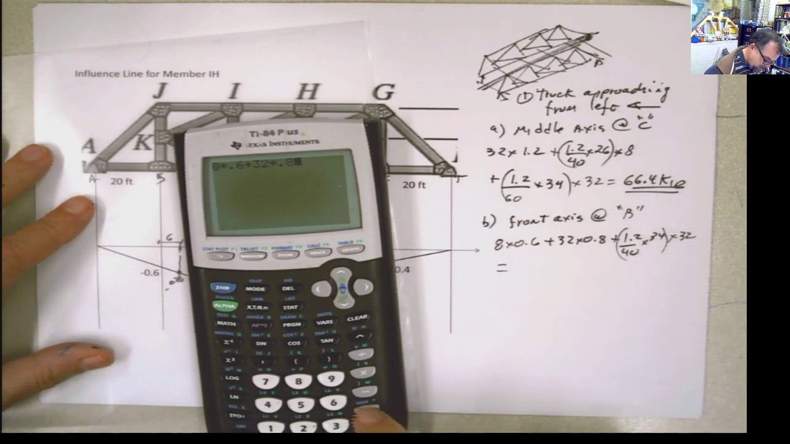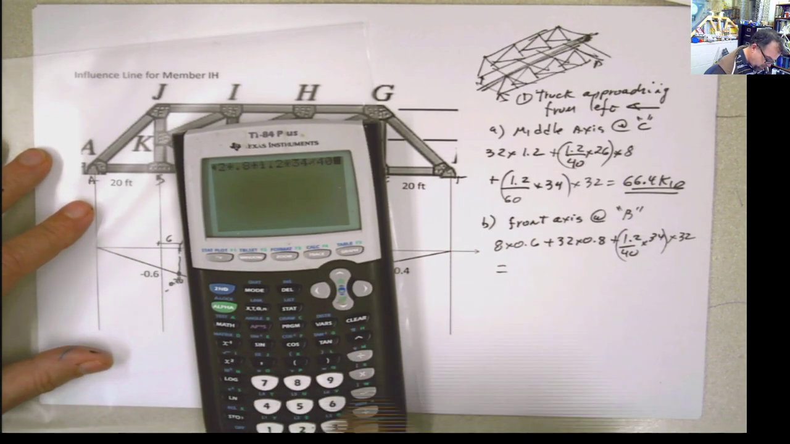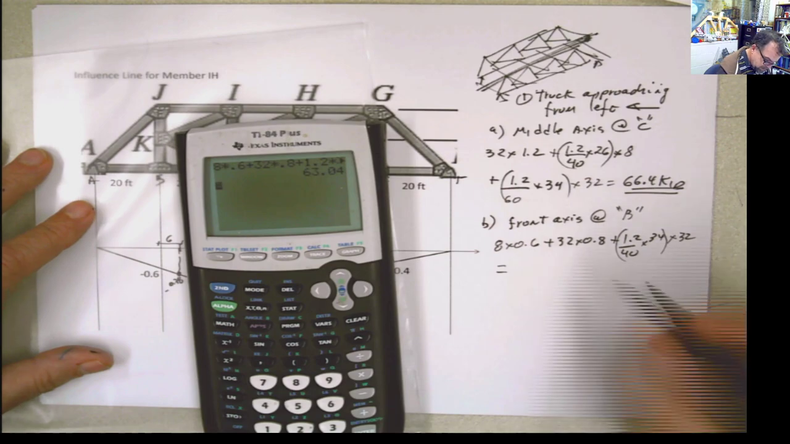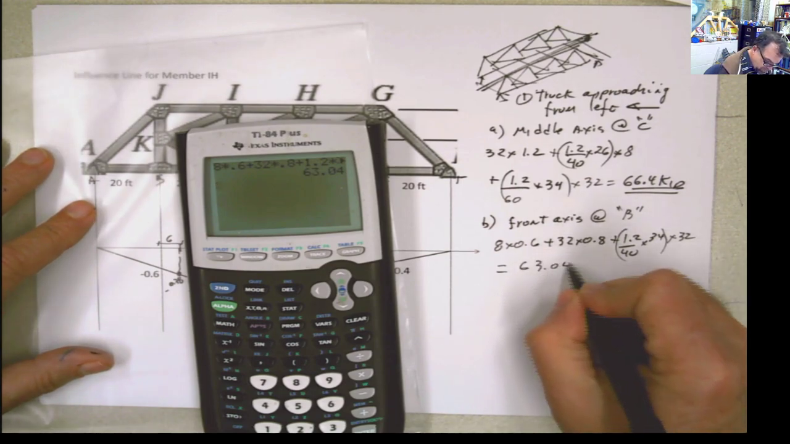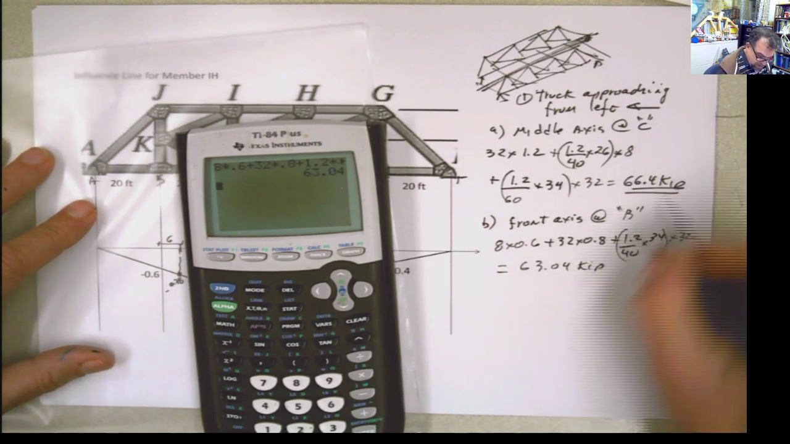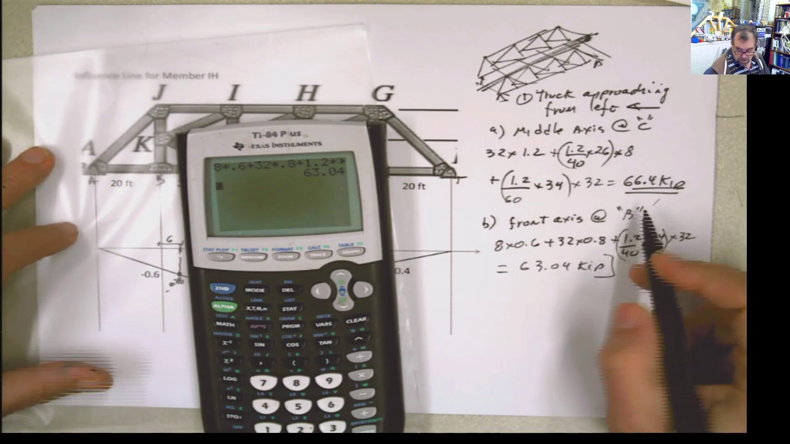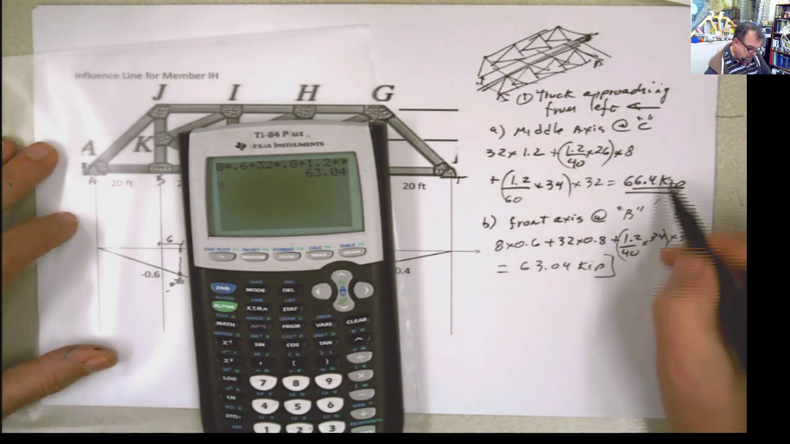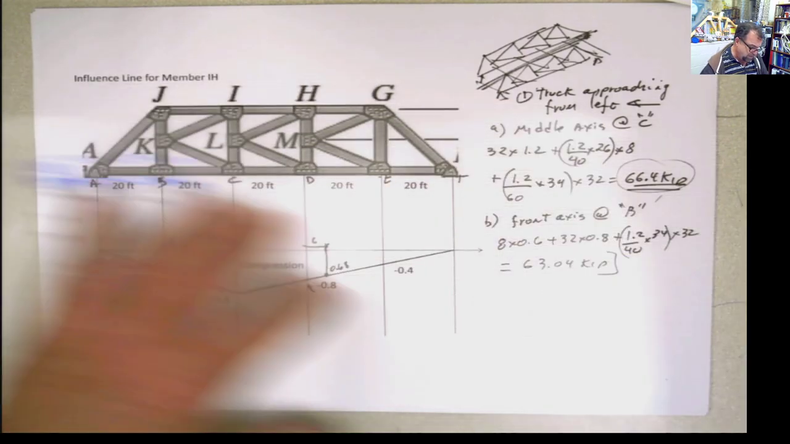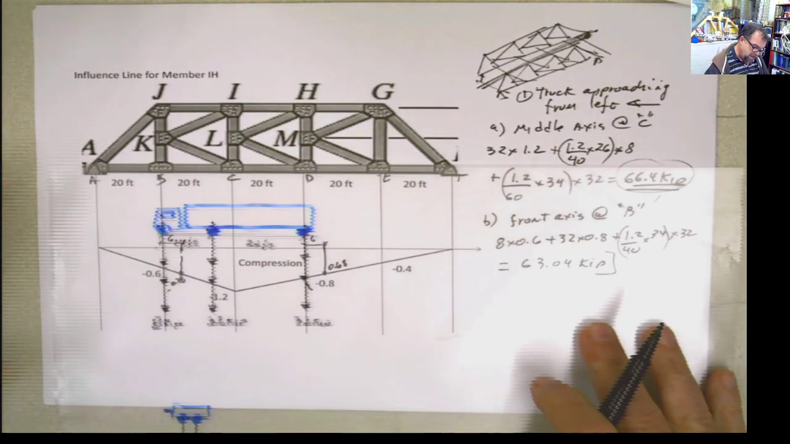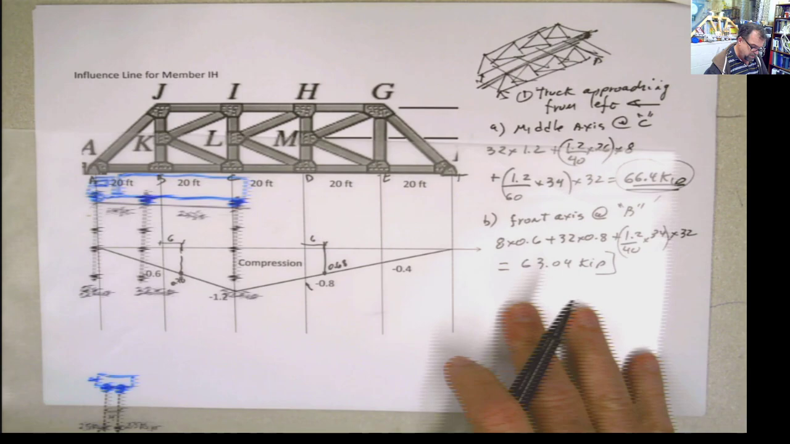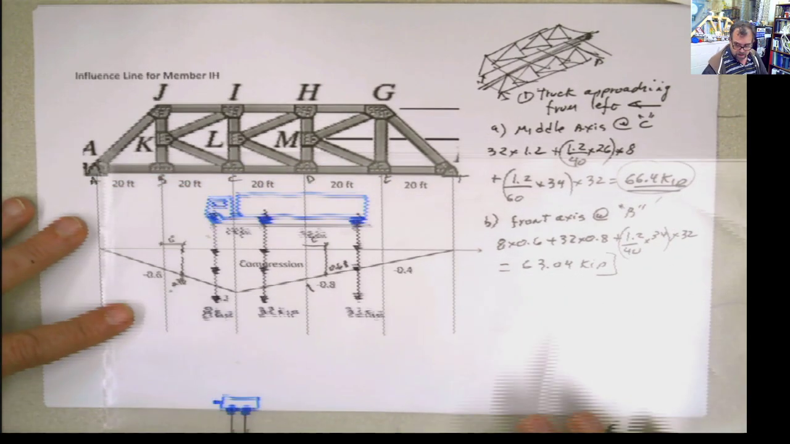32 times 0.8 plus, even if you don't, 1.2 times 34 divided by 40 times 32 equals 63.04 kip. You see, it's close, but the other one is still bigger. This is the one controlling so far. And if we keep moving in this direction, then we realize that there's not going to be any other possibility bigger than the one that we decided before.